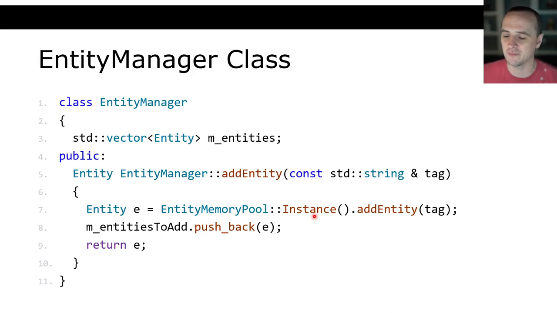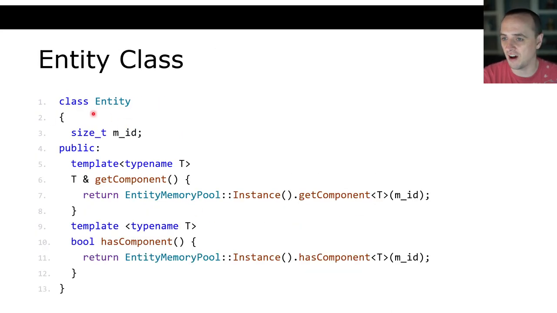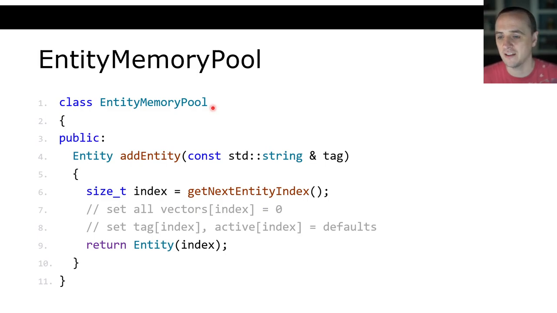The really cool thing about all this is that now, because an entity is just an ID, you can store raw entities in your vector, because entities are just integers. They're just the index. And so you no longer ever have to pass entities by reference. You can pass them by value, because you're only ever copying the ID. So it makes every aspect of this so much faster and so much cooler. And then in the entity memory pool, the way we actually add an entity is by scanning forward in our memory pool to find the next index of the pool where you could have this thing, right?